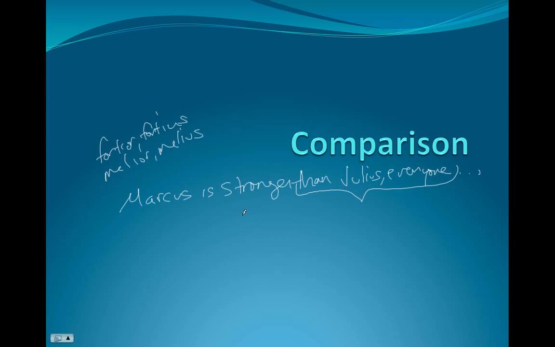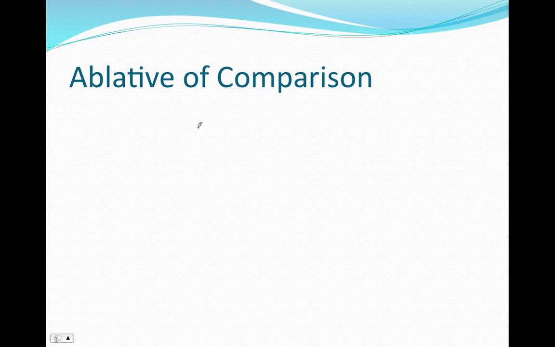Now, there are two ways to do this in Latin. In English, we only have one than. I'm going to give you the more difficult version first, and that's the ablative of comparison. So the thing that is being compared, all right, so we have x is greater than y. Our y is going to be in the ablative case with no preposition.